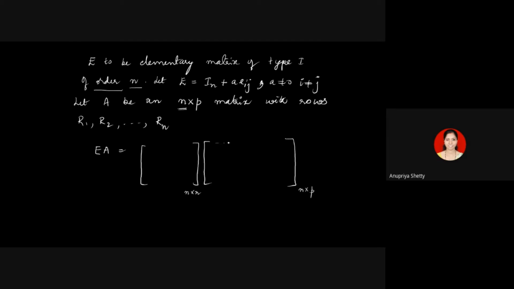A has the rows. R1 is the first row, R2 is the second row. The ith row somewhere is Ri. You should put dots here, because it is not the immediate next row. R2, then some dots, and then Ri. And the last row is Rn. There are exactly n rows.